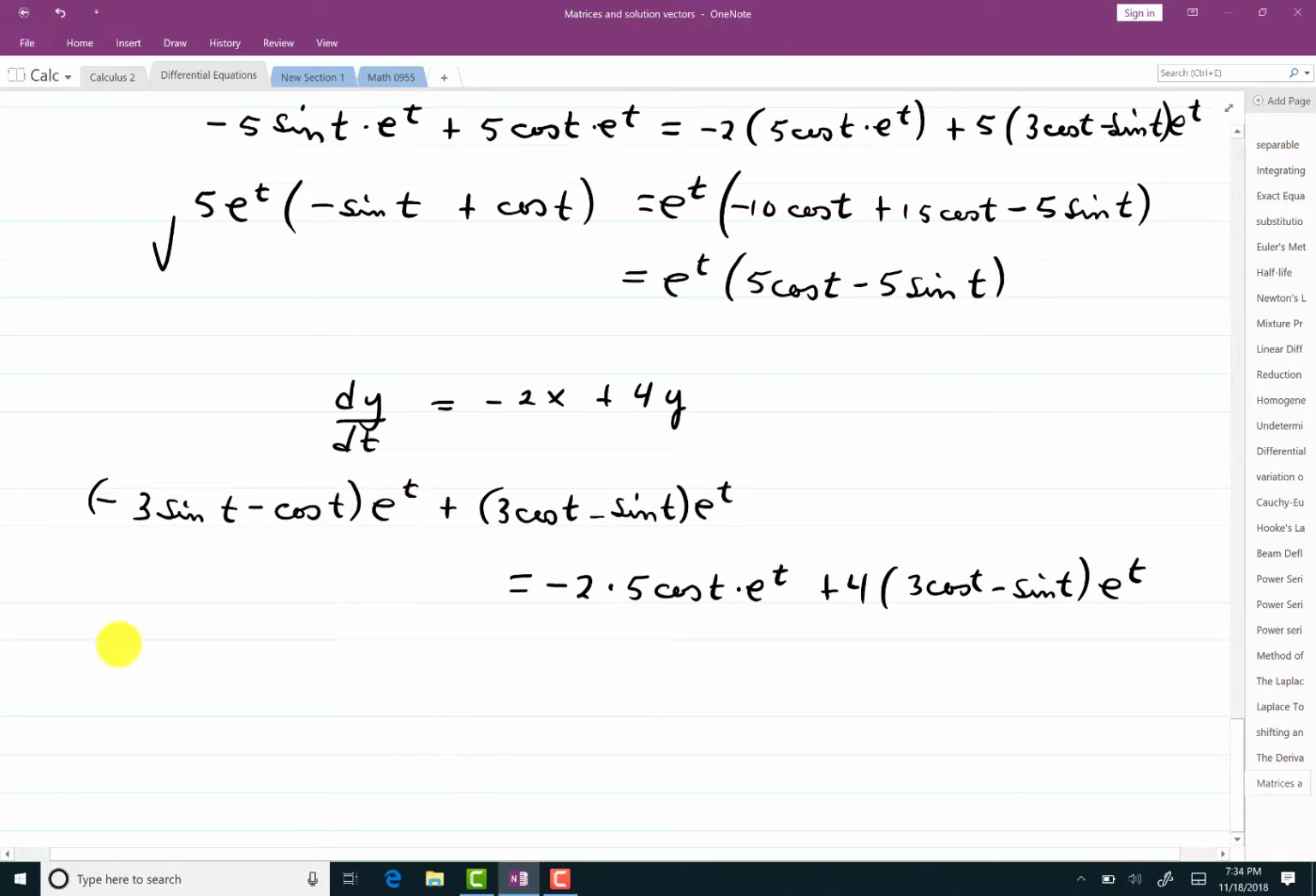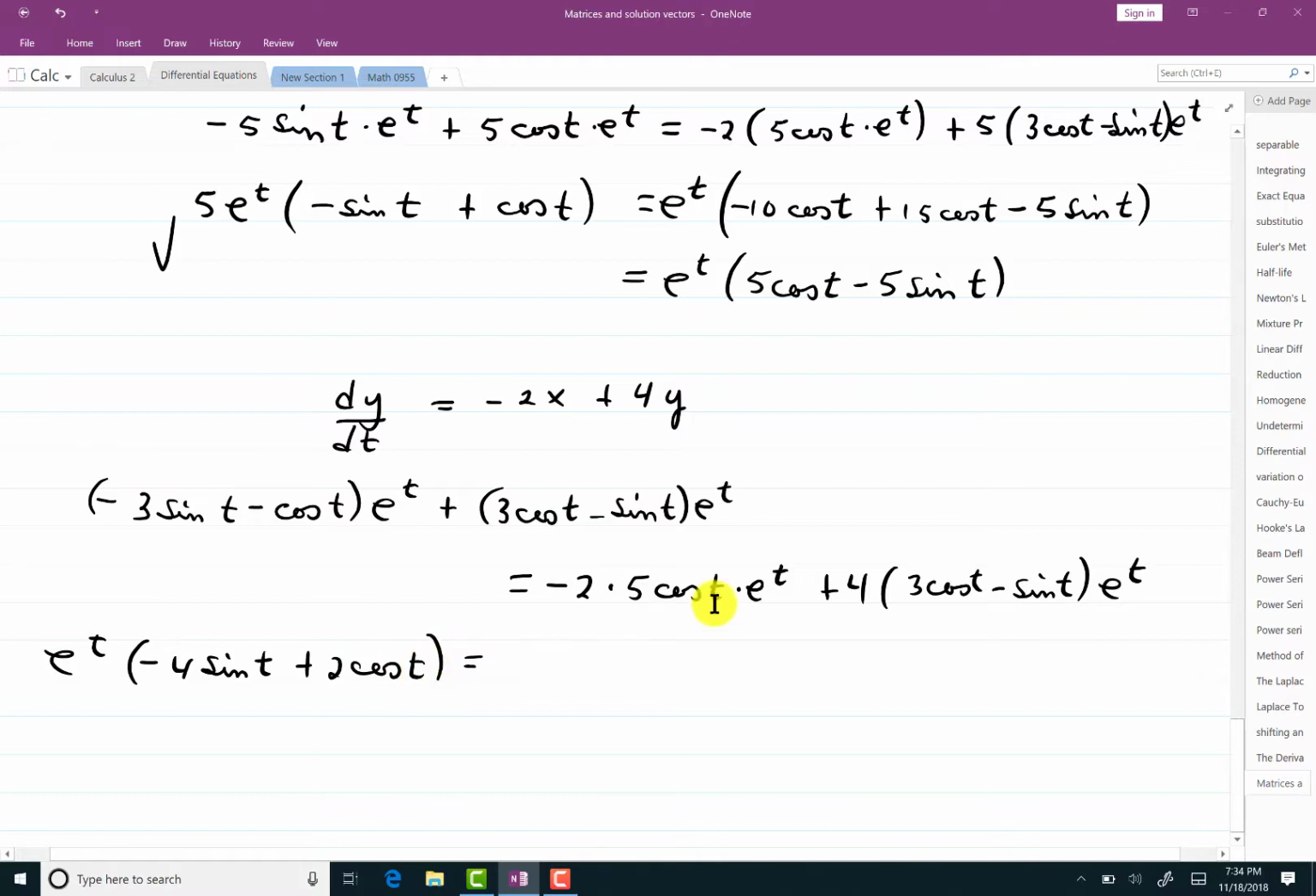I'll pull an e to the t out of the left. What would have been left? What's remaining here? A negative 3 sine of t and a negative sine of t. That'll give me a negative 4 sine of t. And then I have a negative cosine and a 3 cosine here, so I get plus 2 cosine of t.